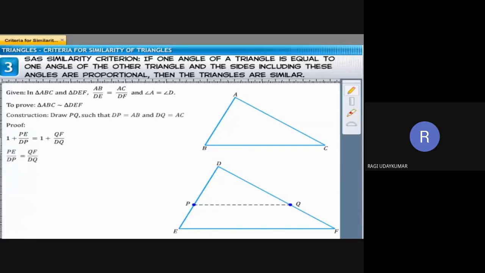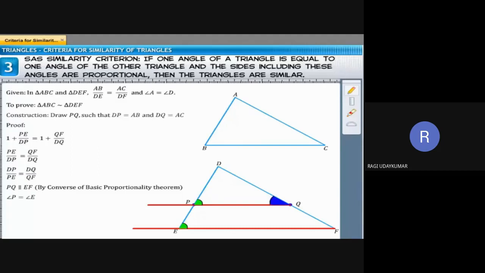From this, you are going to get PE by DP is equal to QF by DQ. So to apply the converse of the basic proportionality theorem, these steps are taken into consideration. So by the converse of the basic proportionality theorem, we are going to get PQ parallel to EF. From that, angle P is equal to angle E, and you will get angle Q is equal to angle F. And here, what is required for us to prove again?